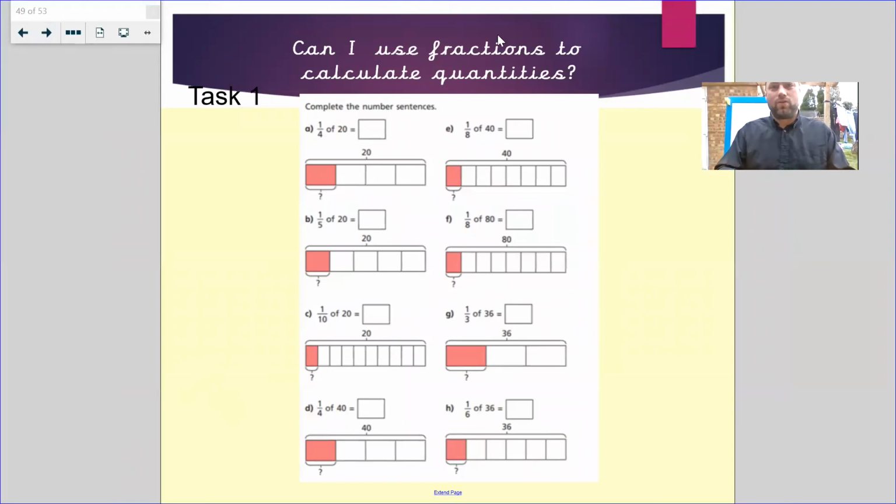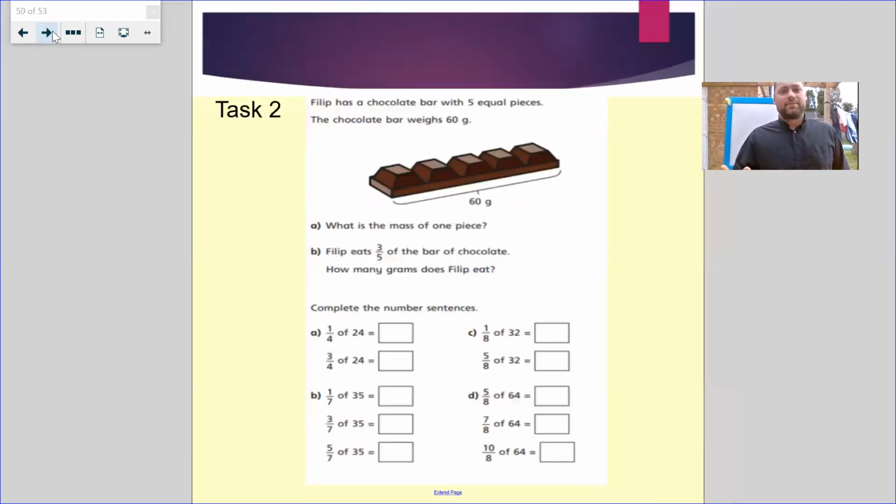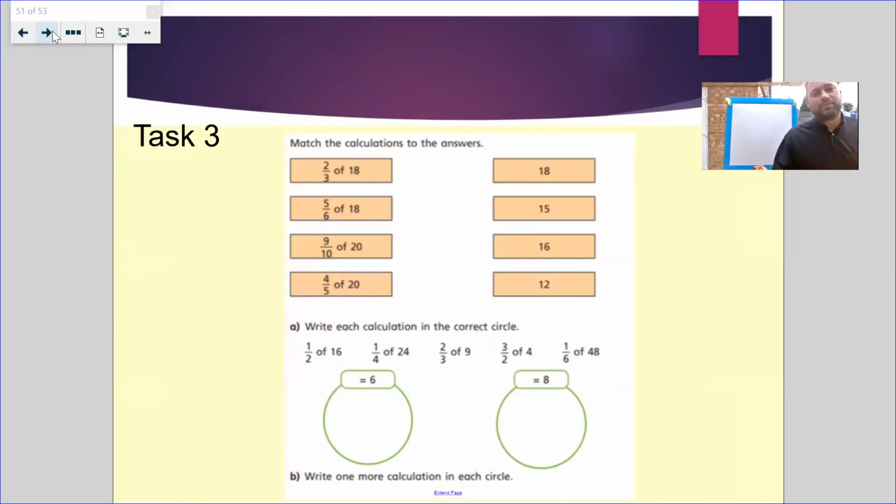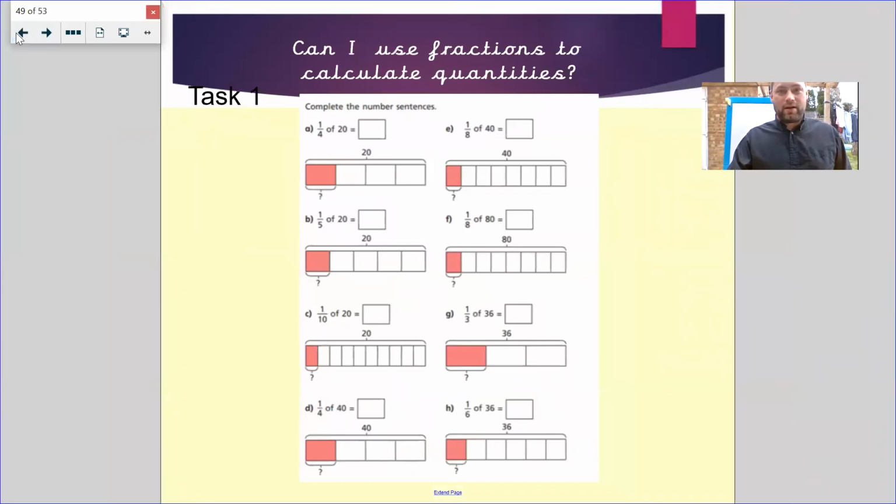Okay, so here are your tasks for today. For task number 1, you need to complete the questions using the bars to help you answer the questions. For task number 2, for a bit more of a challenge, go through these questions, please. And then if you really want to push yourself, go on to task 3 and see how well you do here. Pause the video, whatever task you want to do, and we're going to quickly go through the answers.